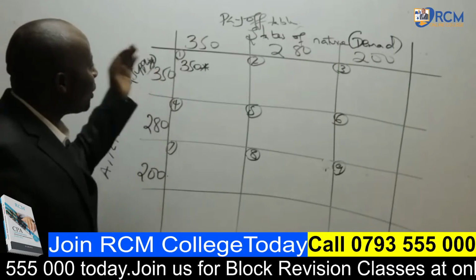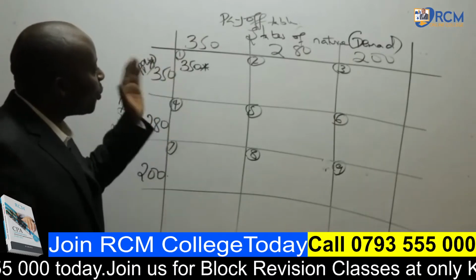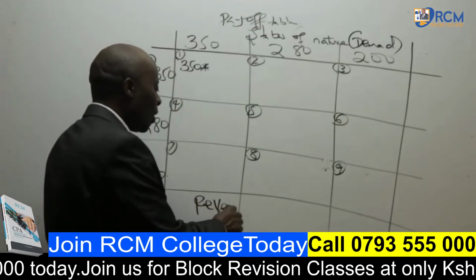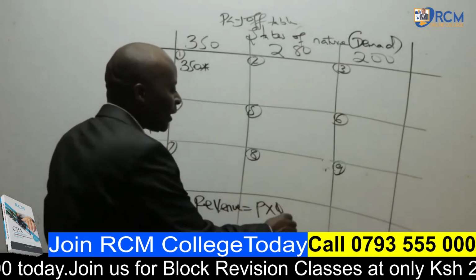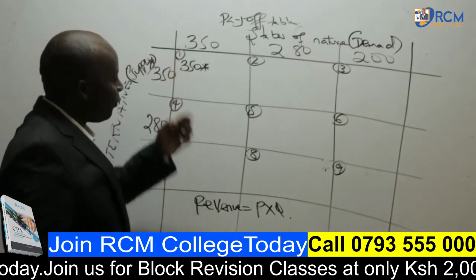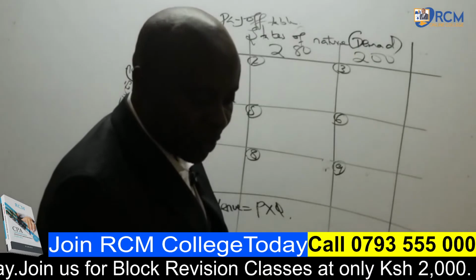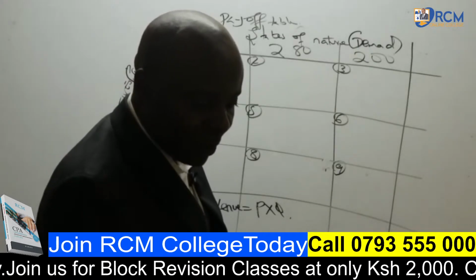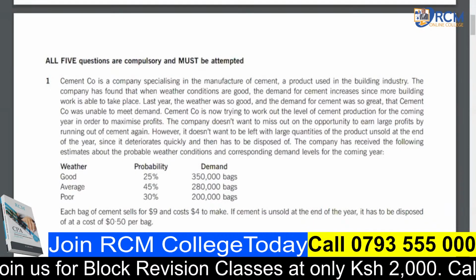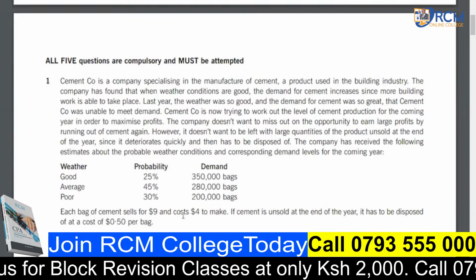We are going to produce 350 and 350 units are being demanded. So as such, we're going to sell 350. And when we sell 350, the revenue will be price times quantity. You have told me that the quantity is 350. And fortunately, in the question, they have given me the price per bag of cement. They've told me that each bag of cement sells for 9 bob and costs 4 bob.